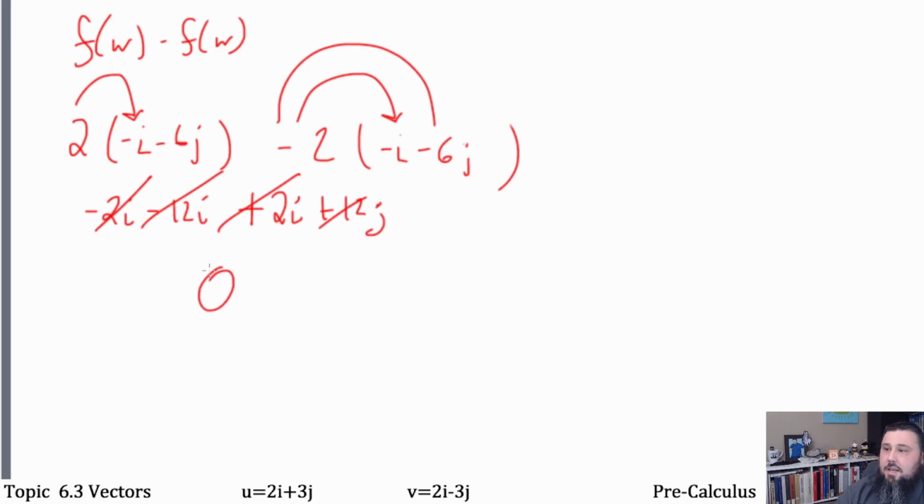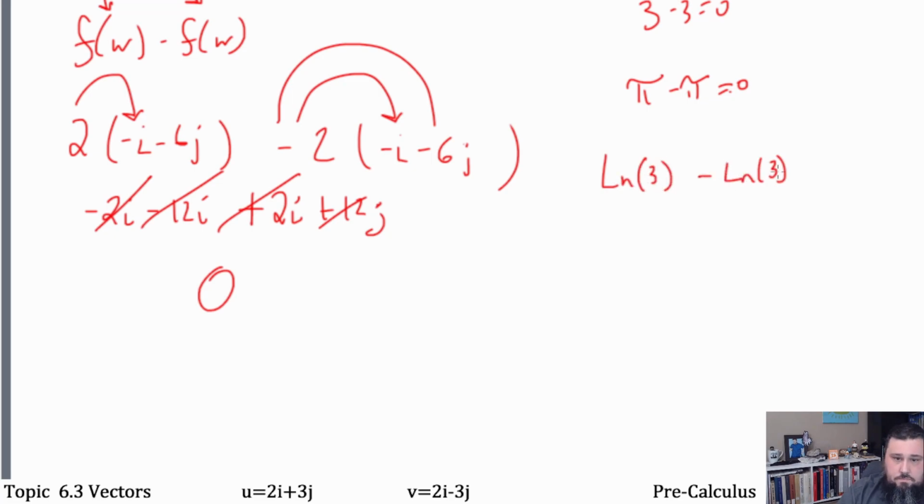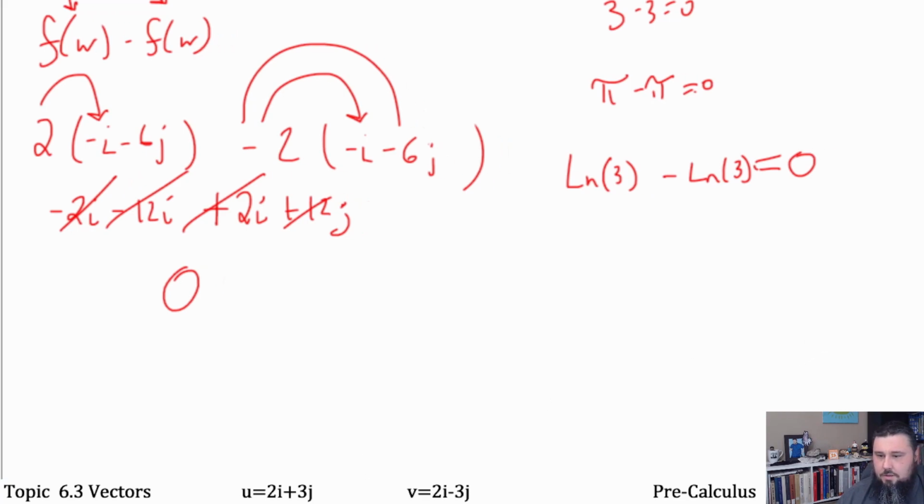Is it not safe to say that if I have a value minus itself, I'm always going to end up with 0? Yes. 3 minus 3, 0. Pi minus pi, 0. ln 3, no idea what that actually is, minus ln 3. I do know what that is. That's 0. If any of these come up as a surprise, just play with your calculator for a little bit, see if you can convince yourself that anything minus itself is always going to be 0. Probably won't take too long if you choose to do that.